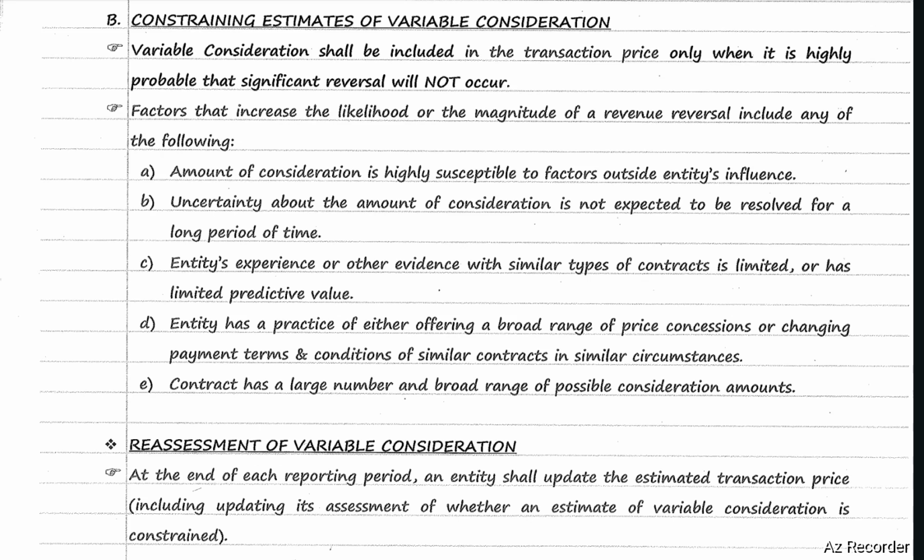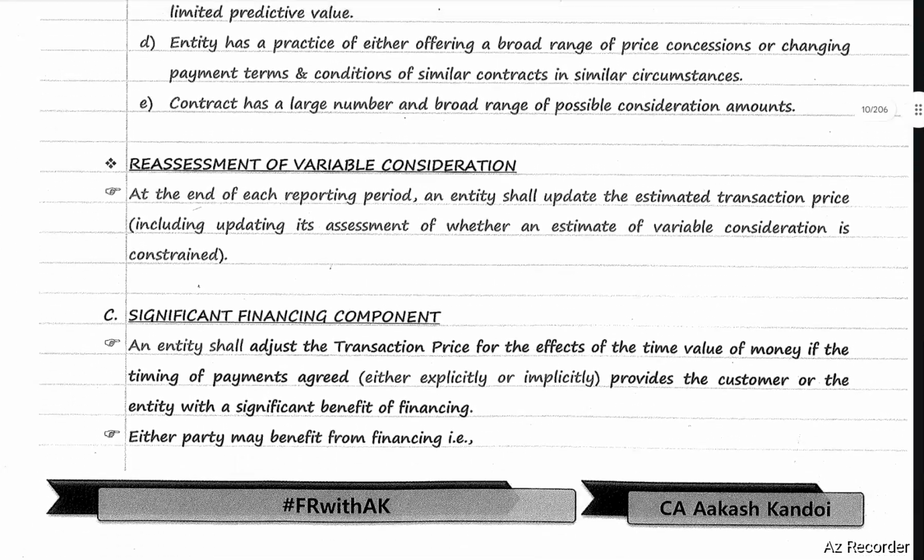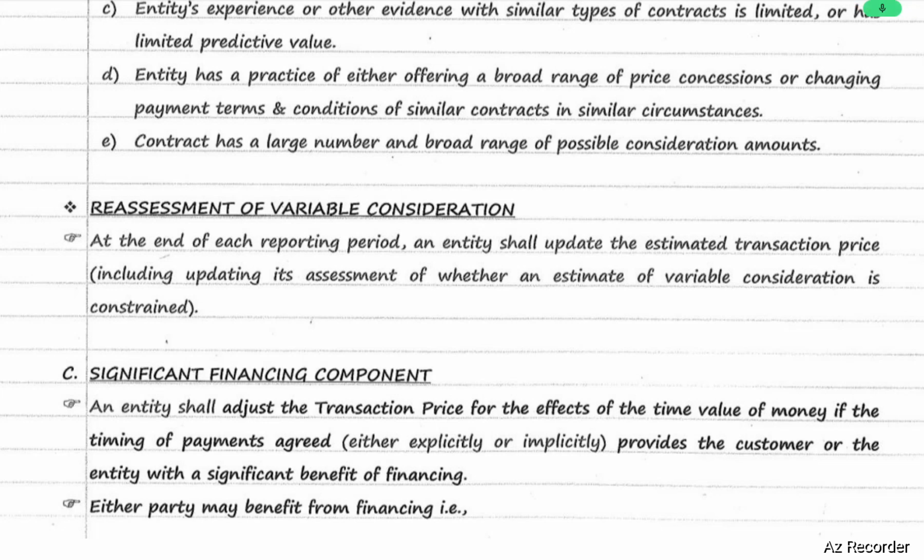A reassessment of variable consideration. At the end of each reporting period, an entity shall update the estimated transaction price, including updating its assessment of whether an estimate of variable consideration is constrained. So, at the end of each reporting period, the variable consideration will be reassessed, including constraints of variable consideration.